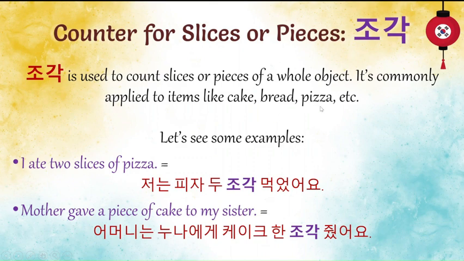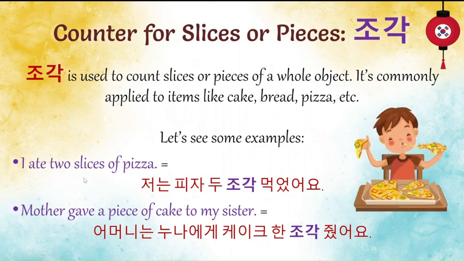So, these are some of the items that can be divided into different slices or pieces, and then the counter that you use to count those slices or pieces, that counter is chogak. Now let's look at these example sentences to understand how to use this counter in Korean sentences. The first one is I ate 2 slices of pizza. So in Korean it is 저는 피자 2조각 먹었어요.